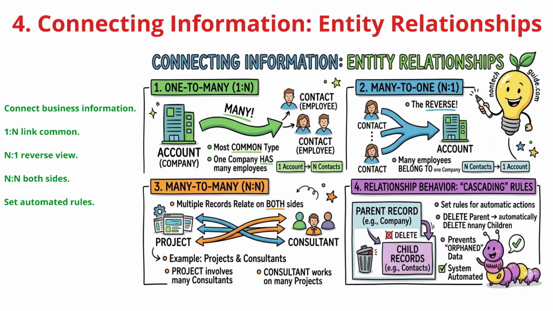Now, things get more complex with many-to-many, N-to-N, where multiple records on both sides relate. Picture a project involving many distinct consultants, while each of those consultants is also working on multiple projects. Finally, look at cascading rules. These automated rules are critical. When you delete a parent record, like a company, you can tell the system to automatically delete many children, which keeps your data tidy and prevents orphaned records.